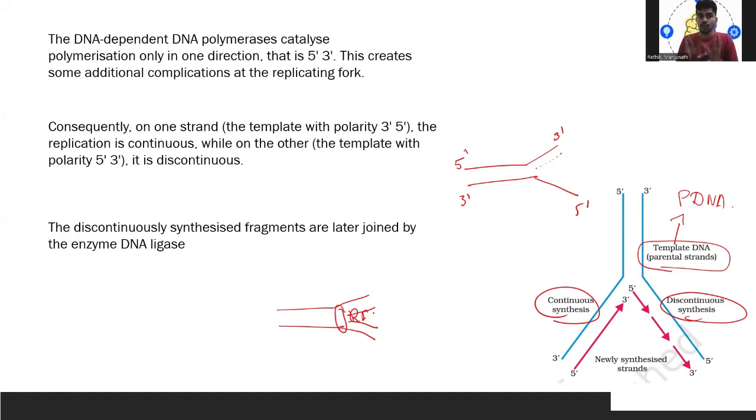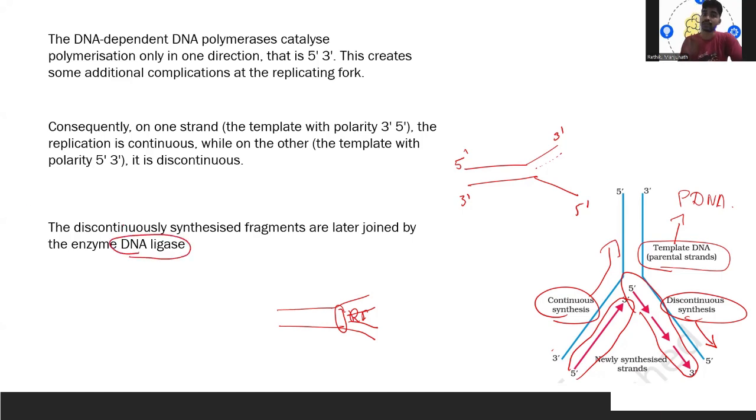Okay. So on one strand, that is the template strand, if you go in the 3 dash to 5 dash direction, what happens? The replication is continuous. But there is another template strand also getting synthesized here, in the 5 dash to 3 dash direction. So you can see that a discontinuous strand is getting synthesized. After the fragments are synthesized, later they get joined by an enzyme called DNA ligase.